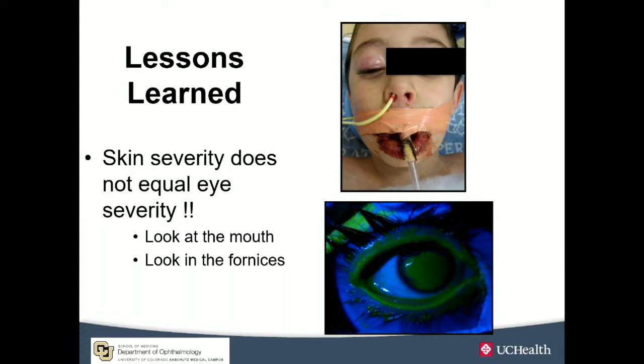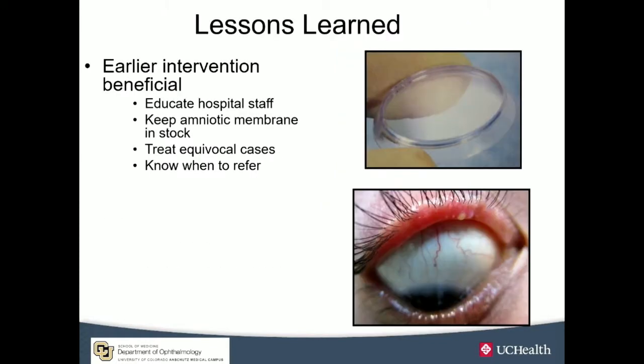And so if you just looked at him without examining the eyes with fluorescein, you wouldn't know. And I worry a lot, if the mouth is severely involved, that the eyes are going to be similarly affected. So it should clue you in to be more concerned. Doesn't always hold, but a good majority of the time, the mouth and the eyes behave similarly.